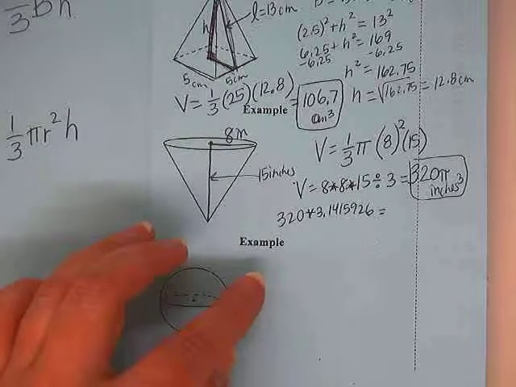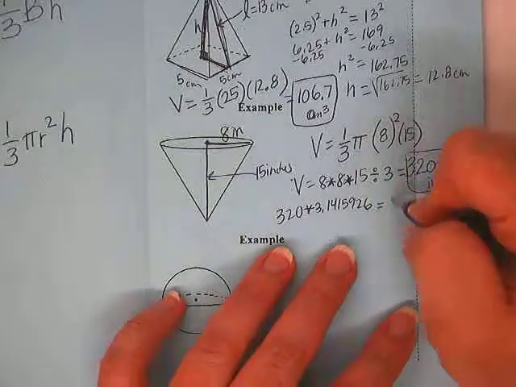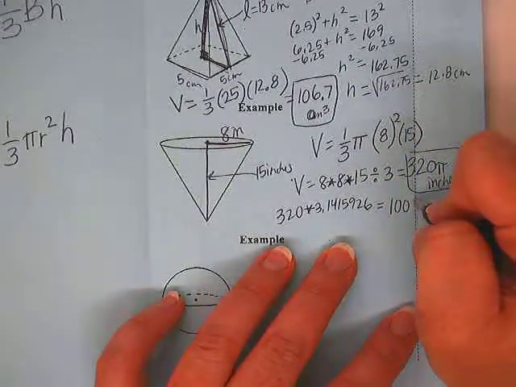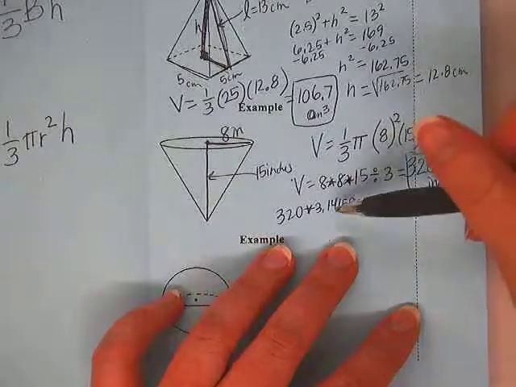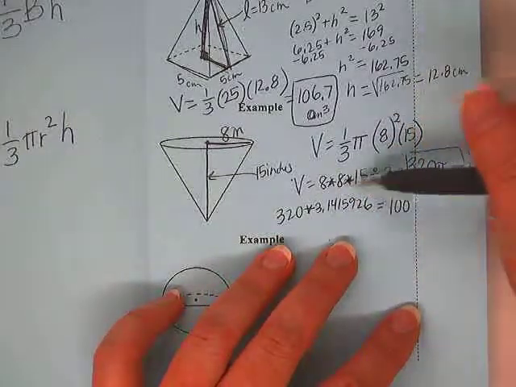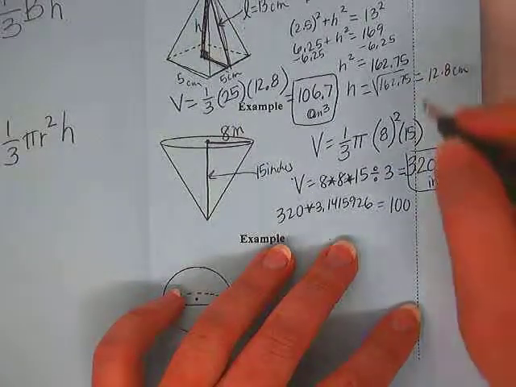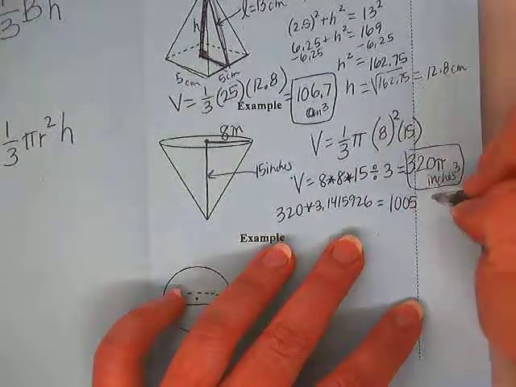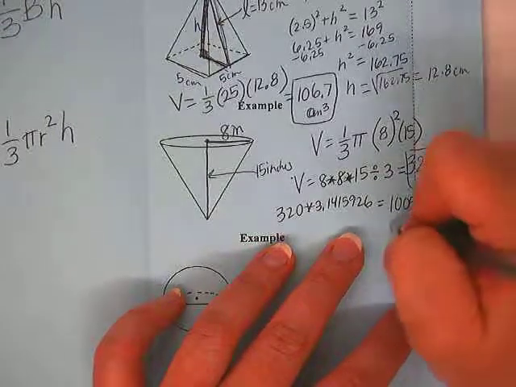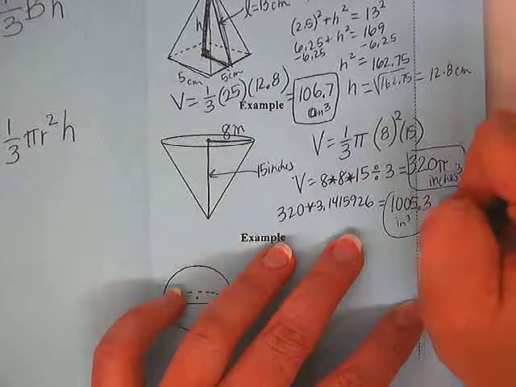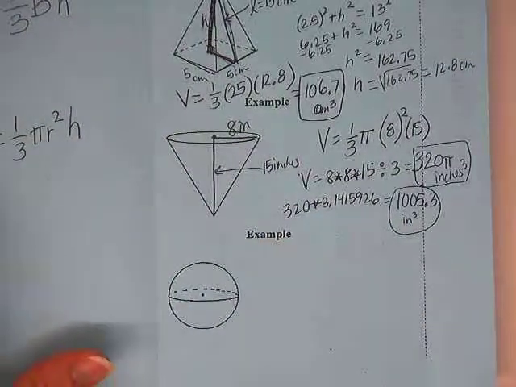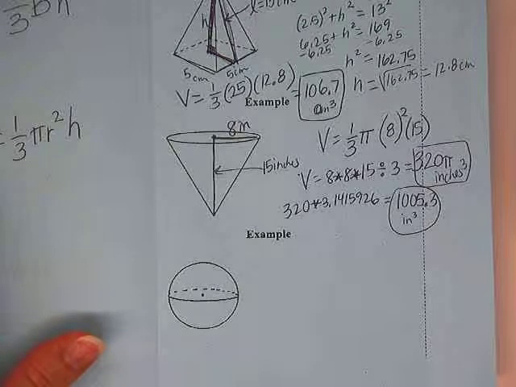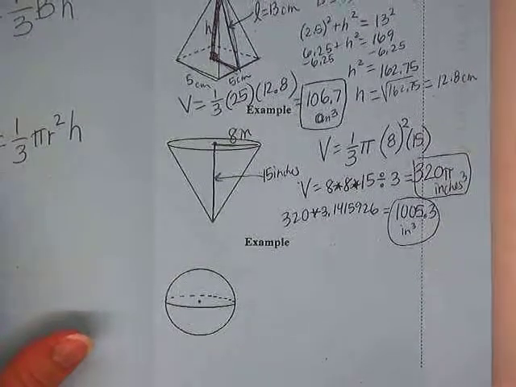Dakota, why don't you tell us what you got? I don't have it yet. Oh, okay, perfect. So we're multiplying 320 times pi. Okay, Dakota, go ahead. How many digits of pi did you use? Okay, that's why you have a different number than I do. So I got 1005.3 inches cubed because I used a longer version of pi, so I get a little bit more accurate answer.